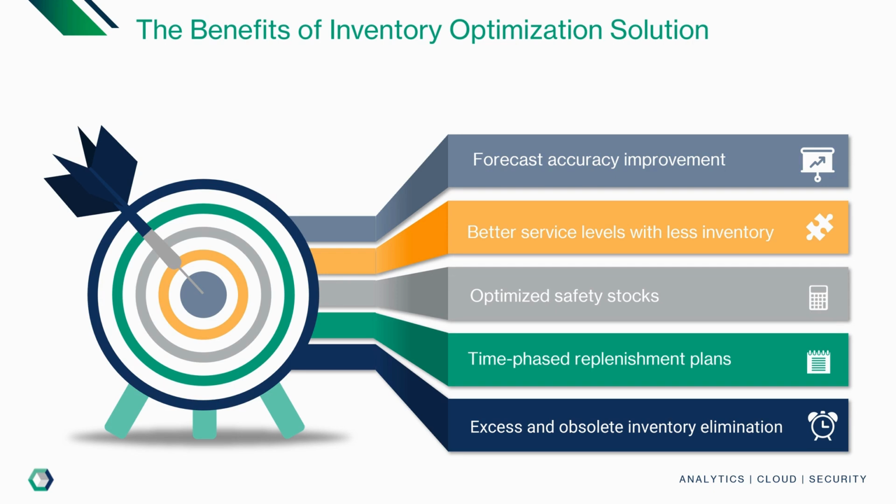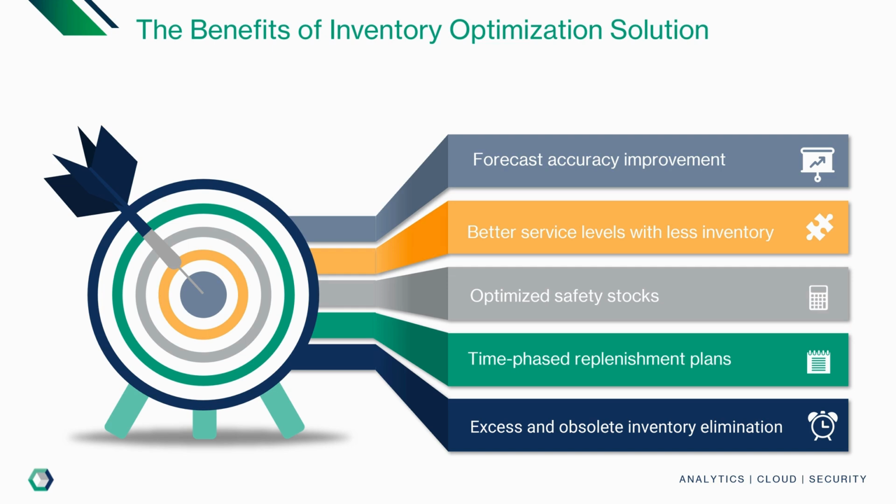The benefits of deploying an advanced inventory optimization solution are substantial. For example, it allows improving forecast accuracy by leveraging machine learning and other advanced forecasting techniques to better predict future demand at a granular SKU level. Companies can maintain or improve their service levels to customers while reducing the overall investment tied up in inventory through optimized stocking policies. So, in brief, better service with less inventory.